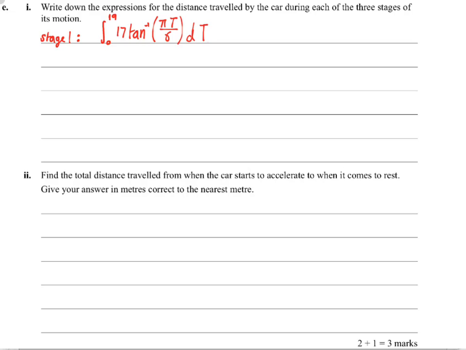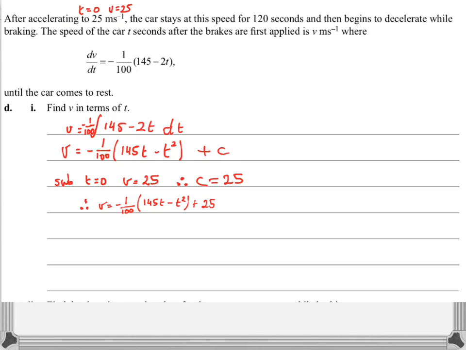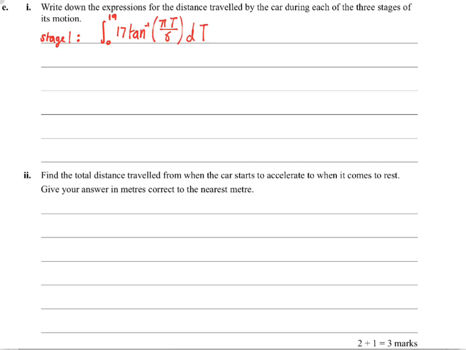Then stage 2 is constant travelling for 120 seconds at some constant velocity. That's this piece of information here. We've accelerated up to 25 meters, and then the car stays at this speed for 120 seconds. So distance is the velocity, the speed, multiplied by the time: 25 times 120.